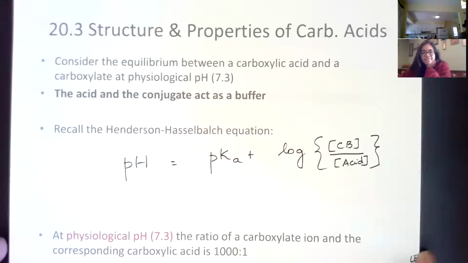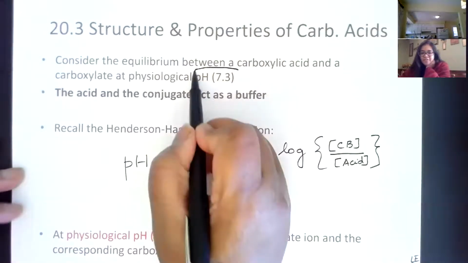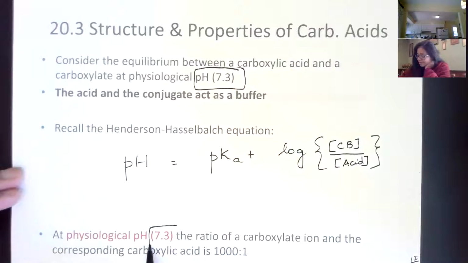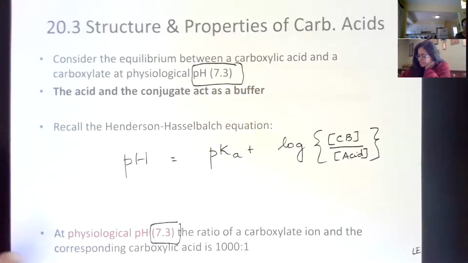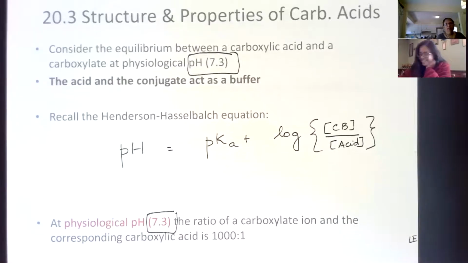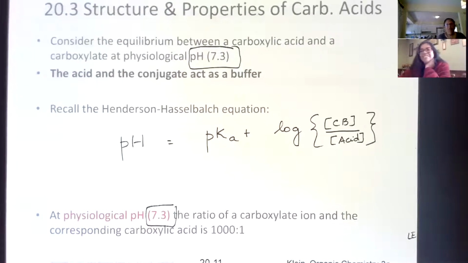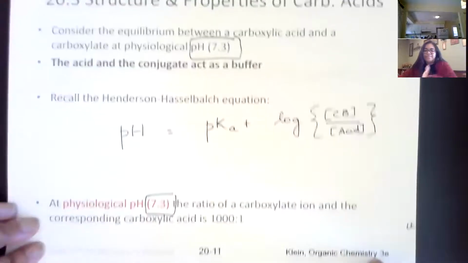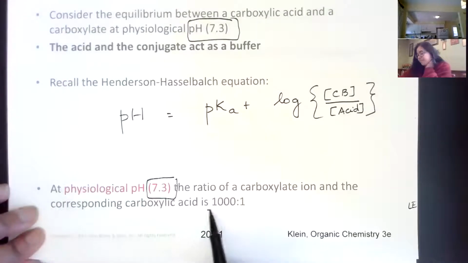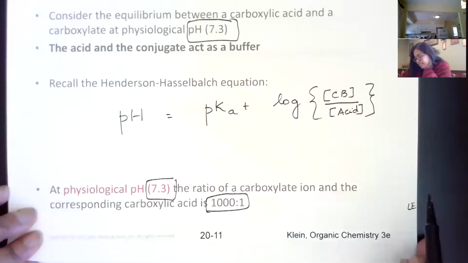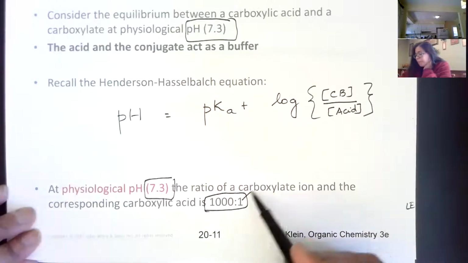Now, physiological pH, what does that mean? That's in our system. Okay. What's the blood buffer range? It's between 7.35 and 7.45. Okay. So buffers are very important, and you learn more about them in biochemistry. The ratio of the carboxylate ion corresponding to the acid is 1,000 to 1. Okay, so they're talking about this ratio.